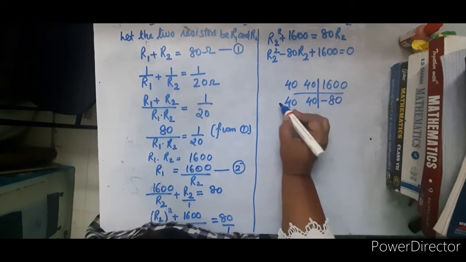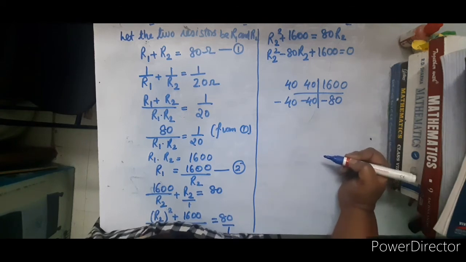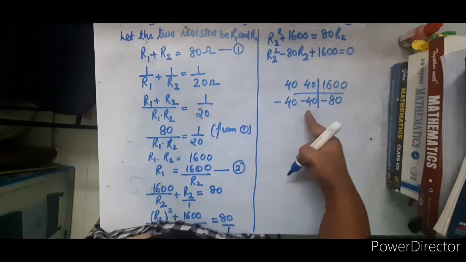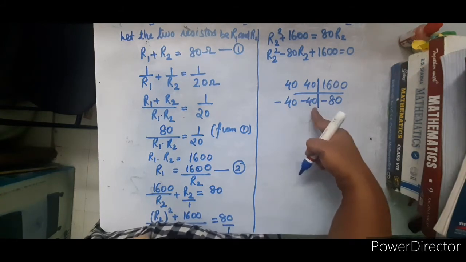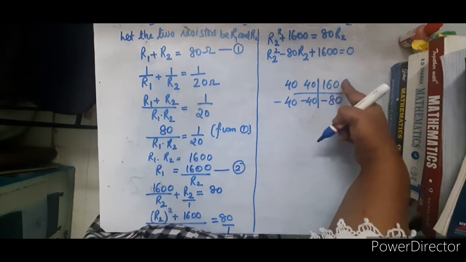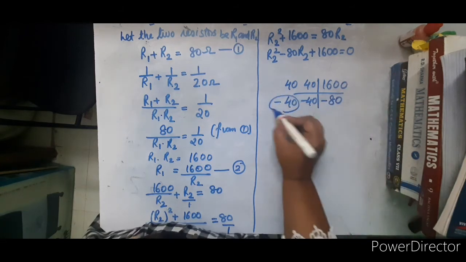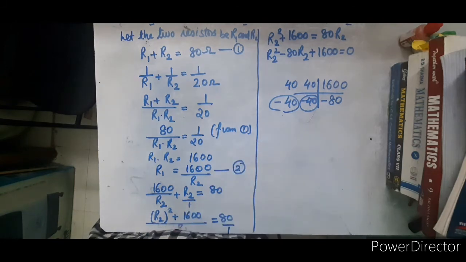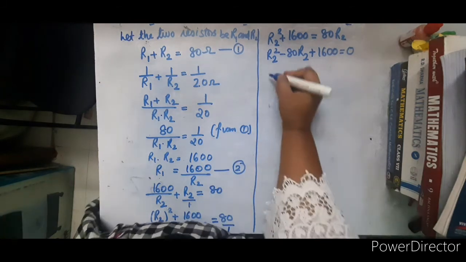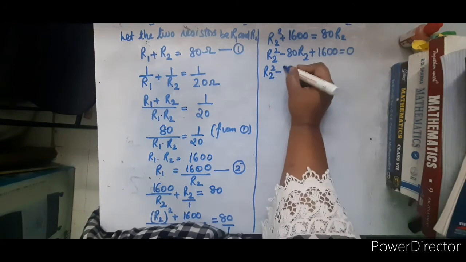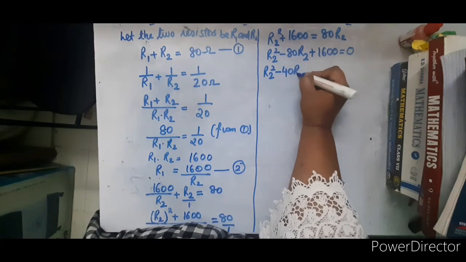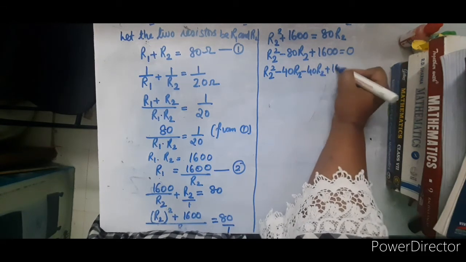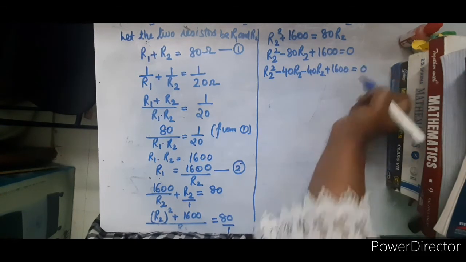But here, because of the minus, it can be minus here, both the place. Right? Minus 40 minus 40 is minus 80, and minus 40 multiplied by minus 40, in multiplication minus minus gets cancelled and it's positive, right? So our numbers are now sure, like we have to take minus 40, minus 40. So R2 square minus, we will split this, minus 40 R2 minus 40 R2. Okay, the last number will remain same, 1600 equal to 0.